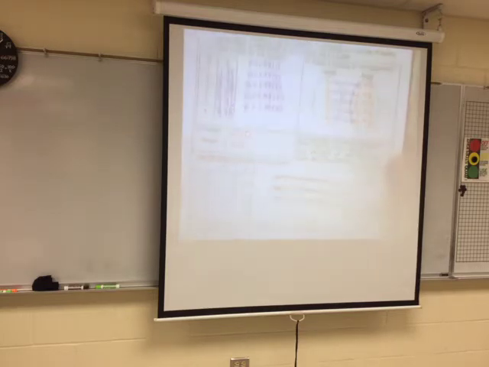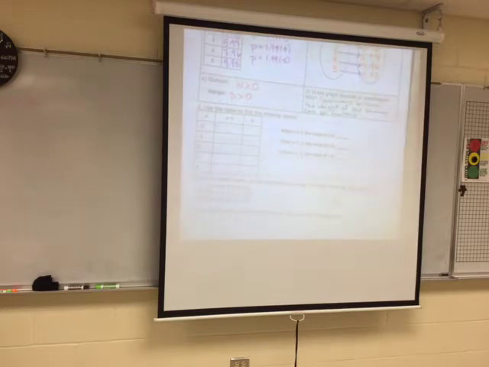Number 2. Number 2, again, we're finding function values. If I give you a domain value, can we find the range value and vice versa, right? So the first thing I'm going to do is fill in my table here. I want my table to be filled in.